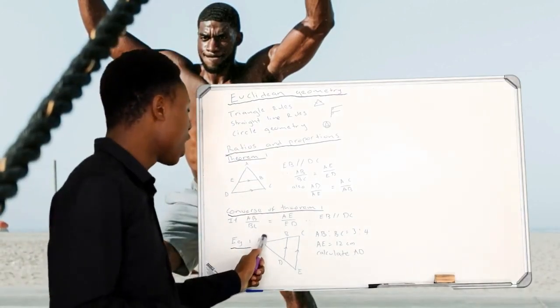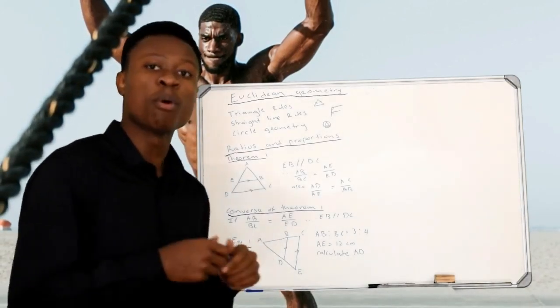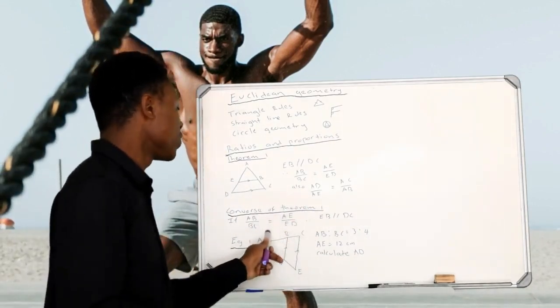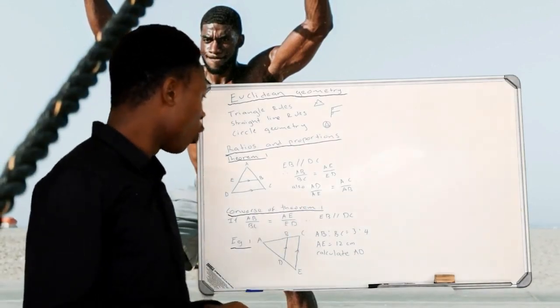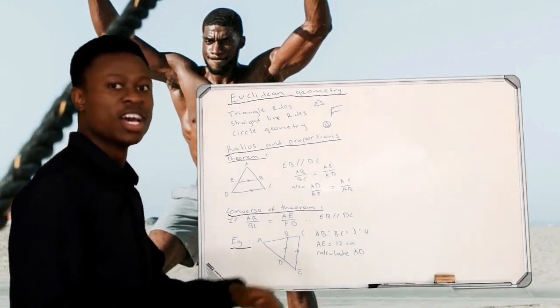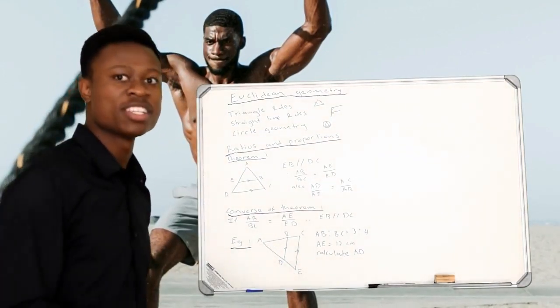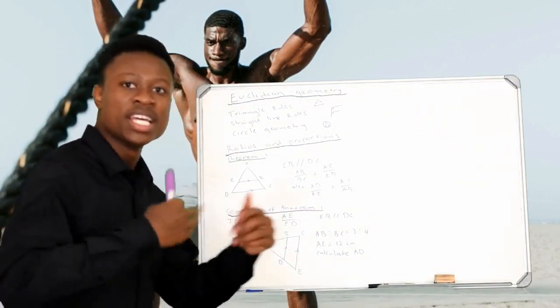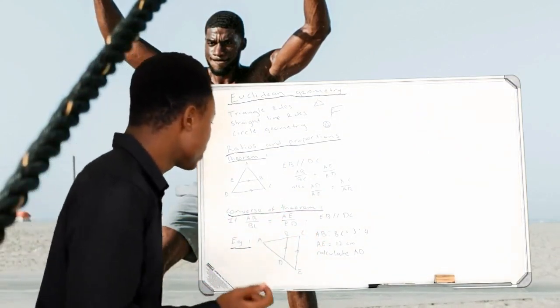We don't know exactly how long AB is, but we know the proportion that it is in, 3:4. By the way, my graph might not look perfectly the same as the numbers, but it's just the idea. So let's start doing the example.